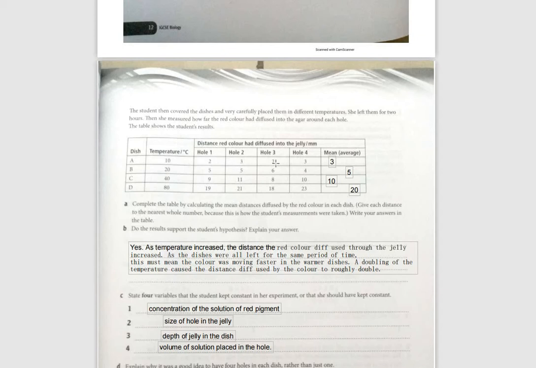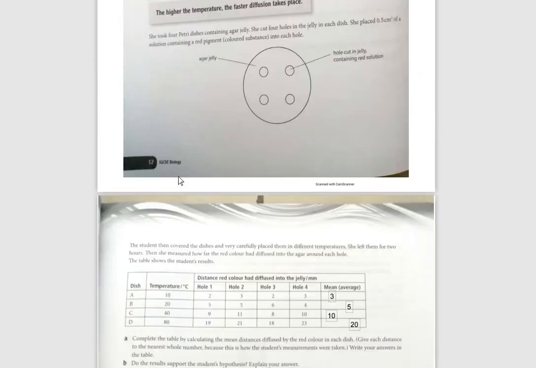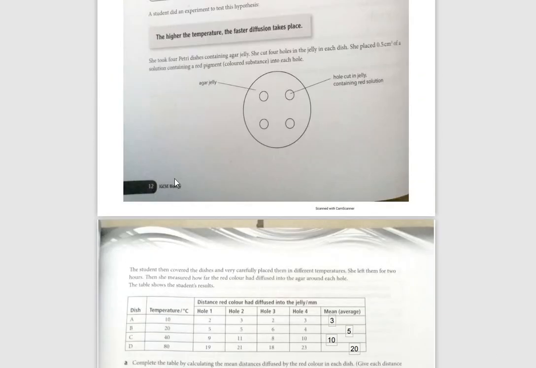So for hole 1 at temperature 10, the distance traveled by the red color was 2 mm, hole 2 3 mm, 2 mm, 3 mm, at 10 degrees Celsius, which is quite little. At 20 degrees Celsius, 5 mm, 5 mm, 6 mm, 4 mm. At 40 degrees Celsius, 9 mm, 11 mm, 8 mm, 10 mm. At 80 degrees Celsius, 19 mm, 21, 18, 23. As you can see, the higher the temperature, the faster the diffusion takes place. So this hypothesis is actually correct.